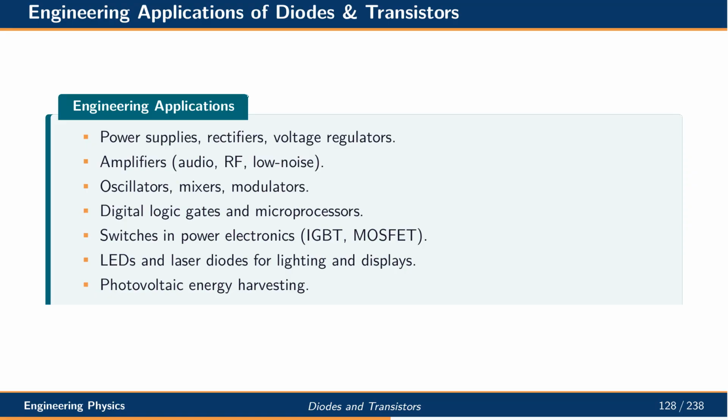Diodes and transistors have countless engineering applications. They form power supplies, rectifiers, and voltage regulators. They build amplifiers for audio, radio frequency, and low-noise systems. They drive oscillators, mixers, and modulators. They implement digital logic gates and microprocessors. They act as switches in power electronics, using insulated gate bipolar transistors and MOSFETs. Finally, LEDs and laser diodes power lighting and displays, while solar cells harvest.